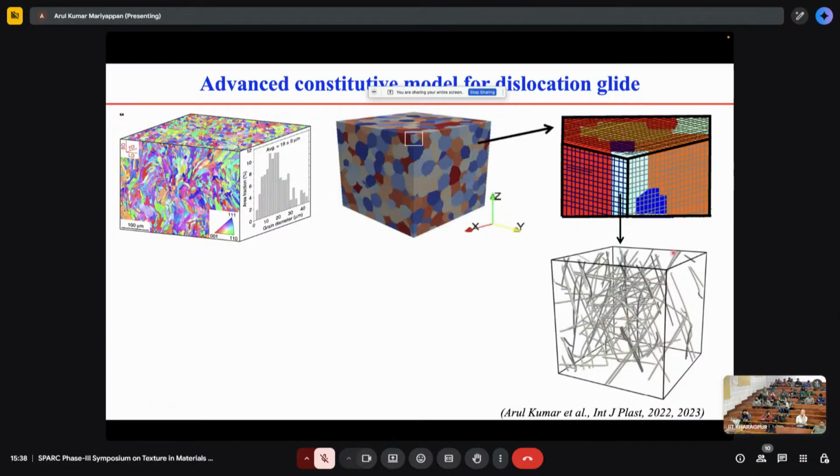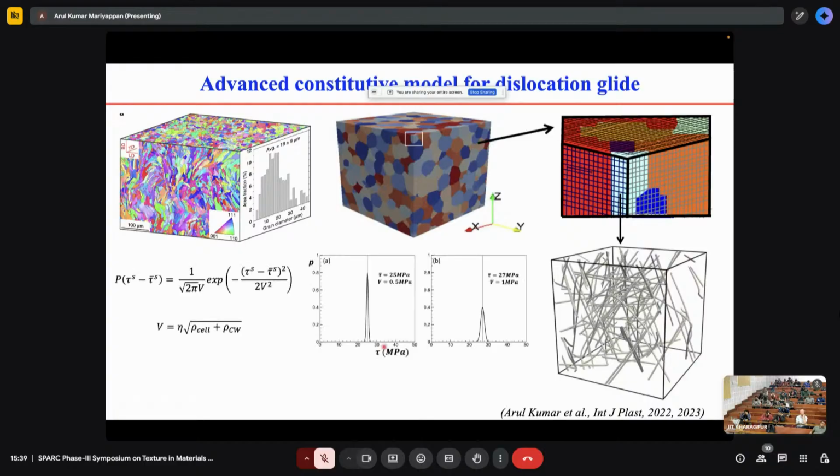As a result of these complex heterogeneous dislocation structures, the stress within one voxel or material point is not homogeneous. But thanks to nature, we can approximate the stress state as a Gaussian distribution. Then we can write the probability for a stress distribution following this simple Gaussian distribution.